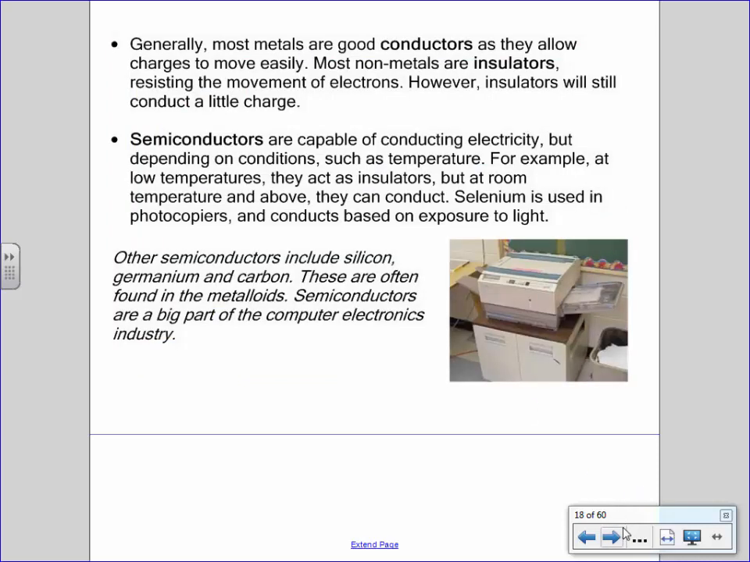One of the most common places that you'd actually find a semiconductor is in a photocopier. So I put a picture of this here. Because what ends up happening in a photocopier is that it really depends on temperature as to whether or not it conducts. I'm going to read out loud off my slide. I rarely do this, but I'm going to read this section right here. Semiconductors are capable of conducting electricity, but it depends on the conditions, such as temperature. At low temperatures, they insulate, but at room temperature and above, they conduct.